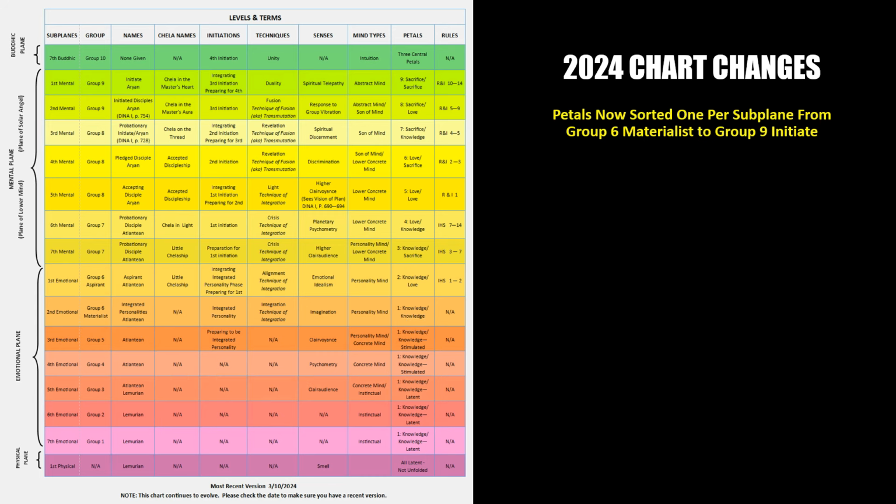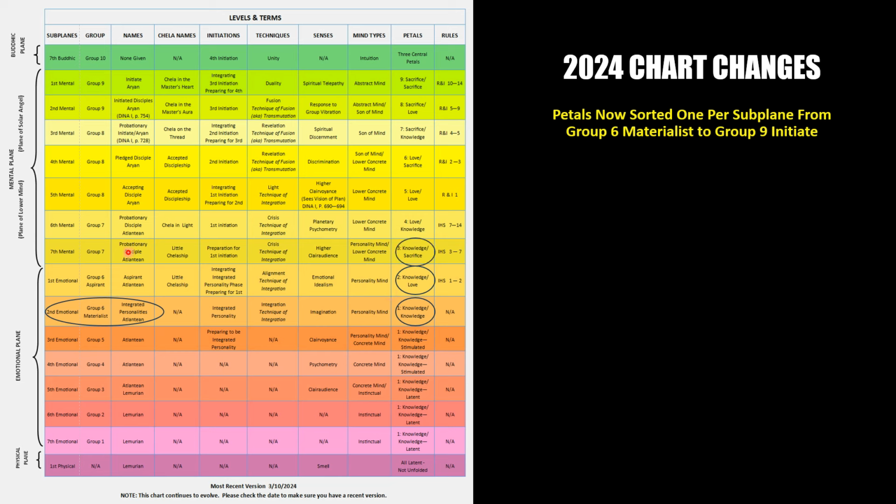And you've made it to my final change on the chart. We're almost to the end of this video. And the final change is that the petals are now sorted one per subplane from the group 6 materialist upward to the group 9 initiate. So to orient you here, we have the group 6 materialist who is working on the knowledge petal starting to unfold. The group 6 aspirant is working on the knowledge love petal.